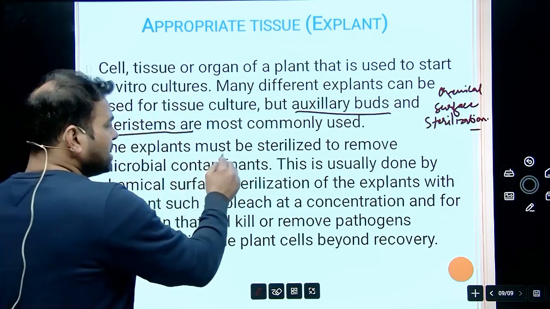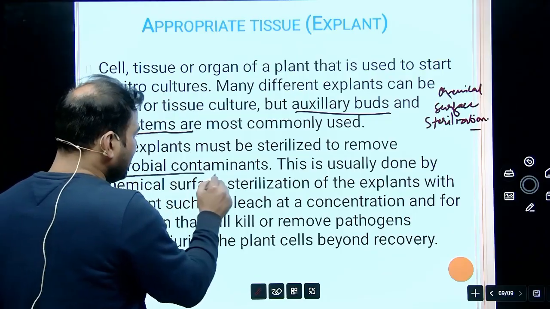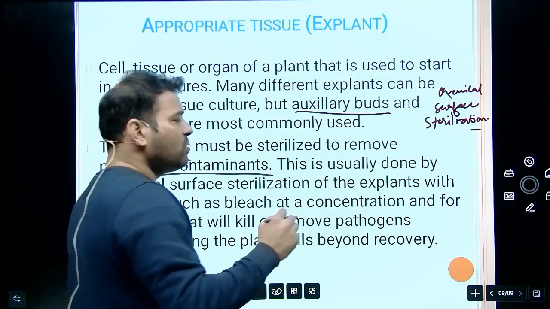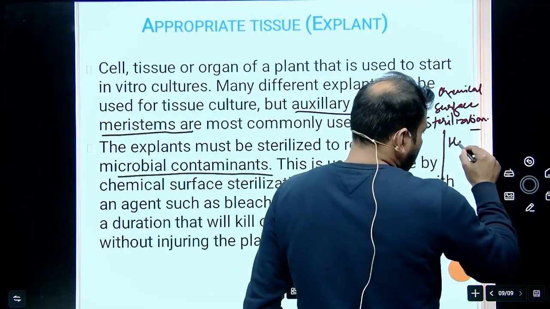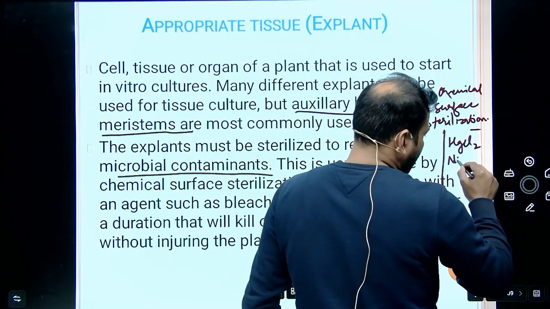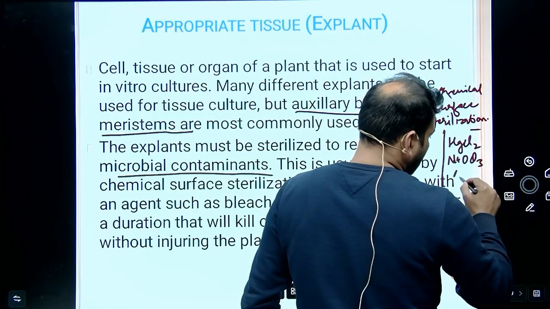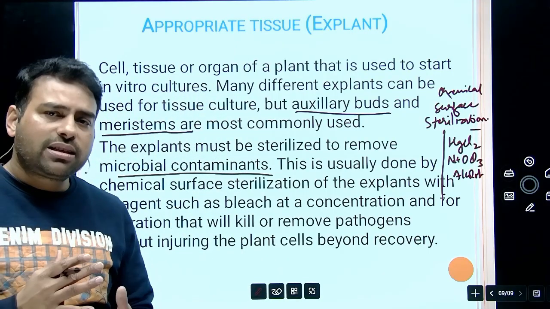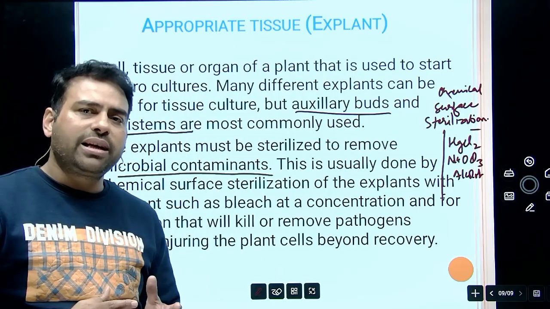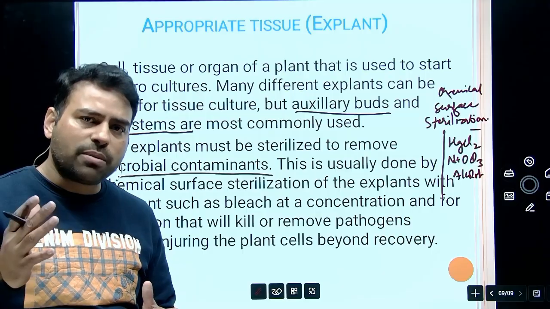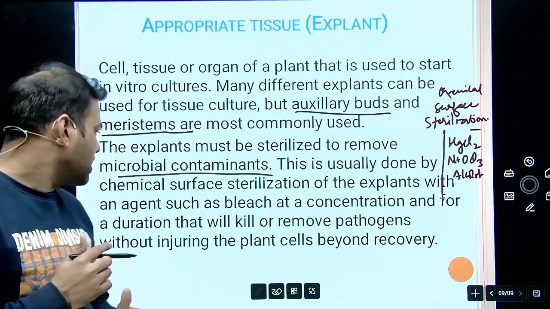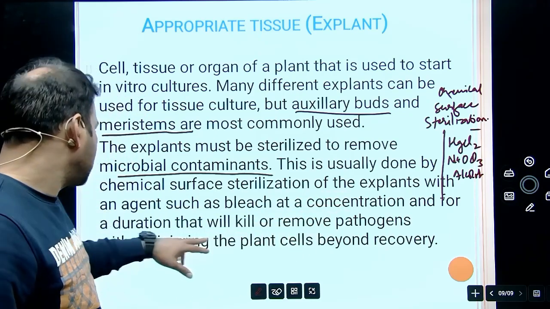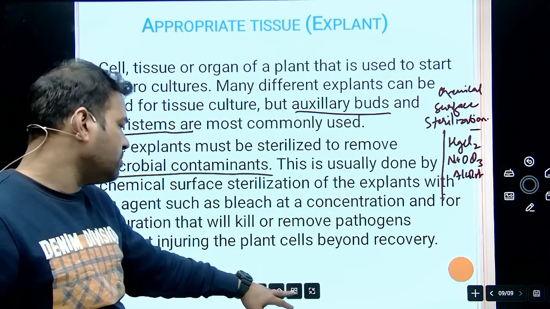So the explant must be sterilized to remove microbial contamination. This is usually done by chemical surface sterilization, where we are using HgCl2, NaOCl, and alcohol. These chemicals remove the impurities, bacteria, and fungus from the surface of the plant. These are agents such as bleach in different concentrations that we use to remove the pathogens.